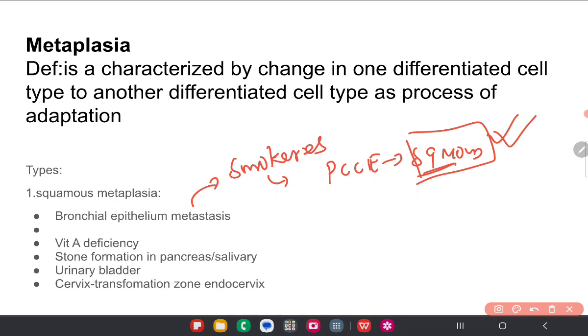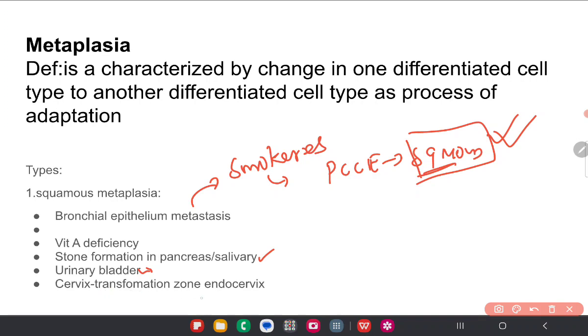Next, vitamin A. Generally we thought that the main function of vitamin A is only in visual activity, but it is not. It also helps in the differentiation of cells. Without it, columnar epithelium converts into squamous epithelium. Stone formation in the pancreas also converts columnar epithelium into squamous. In the urinary bladder, transitional epithelium is converted into squamous epithelium.